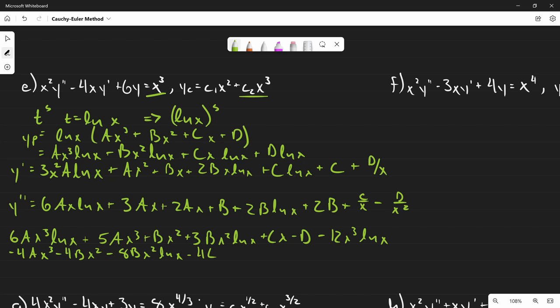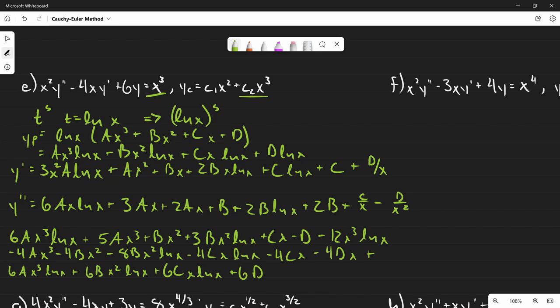minus 4c x natural log of x minus 4c x minus 4d x plus, we have to multiply the 6, so multiplying the 6 will just be plus 6a x cubed natural log of x plus 6b x squared natural log of x plus 6c x natural log of x plus 6d natural log of x. And that will be equal to x cubed.